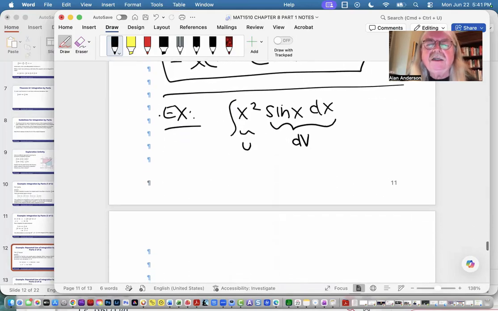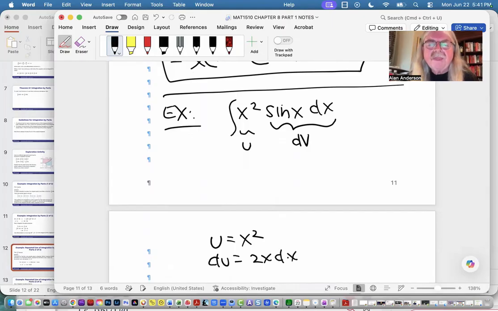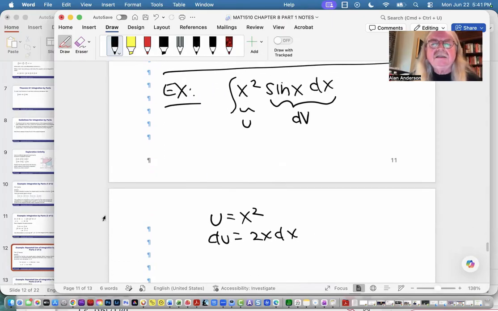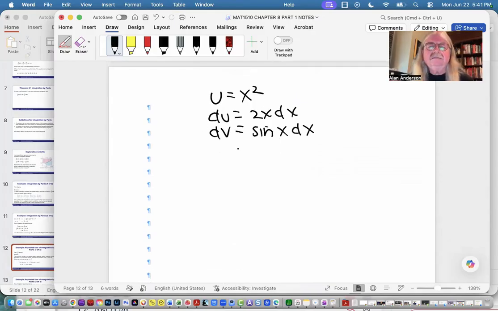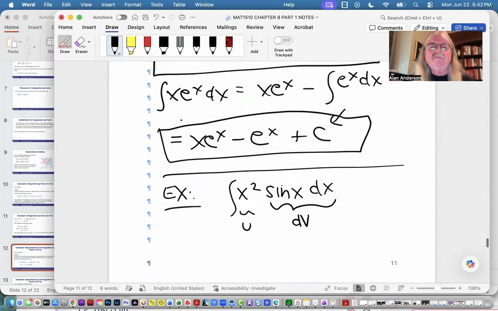Actually, before we do that, if we're choosing u as x squared, that means that u is x squared, du is 2x dx, dv is sin x dx. So v is the integral of that, negative cosine x. And again, we'll save the constant for later. So now we make our substitutions.